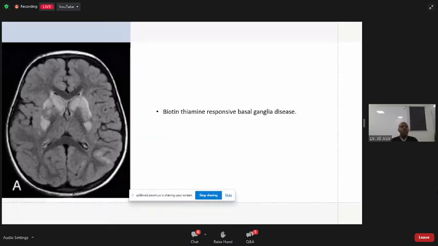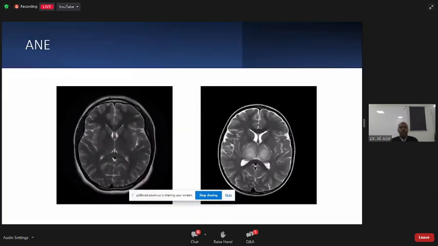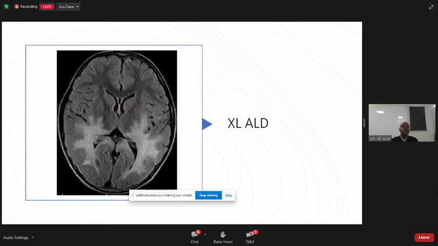And this is a picture for biotin-thiamine responsive basal ganglia disease, and also this is a picture for acute necrotizing encephalitis affecting mainly the thalami, and this is leukodystrophy. I think this is my last picture, and you have to consider this very important, because it is commonly seen in the OSCE exam.